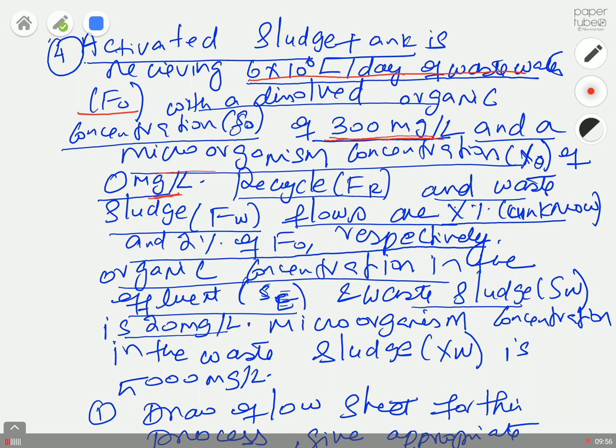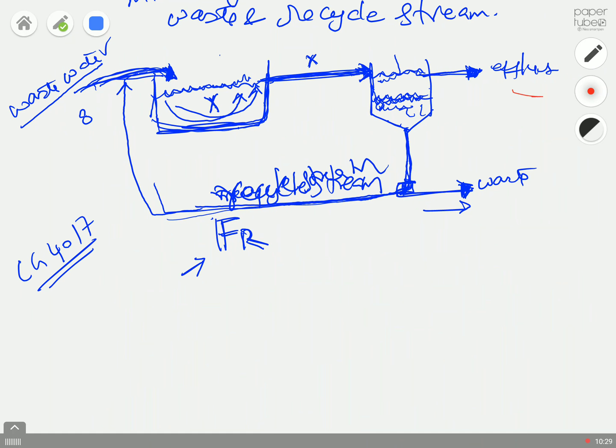And I also gave some values. The recycle FR is the flow rate of your recycle stream, and your waste sludge flows at a rate of 2 percent of your feed stream, which means we don't know the flow rate of the recycle stream, but we know the flow rate of the waste sludge. And then the organic concentration in the effluent. So if we go back here, the effluent is somewhere here.